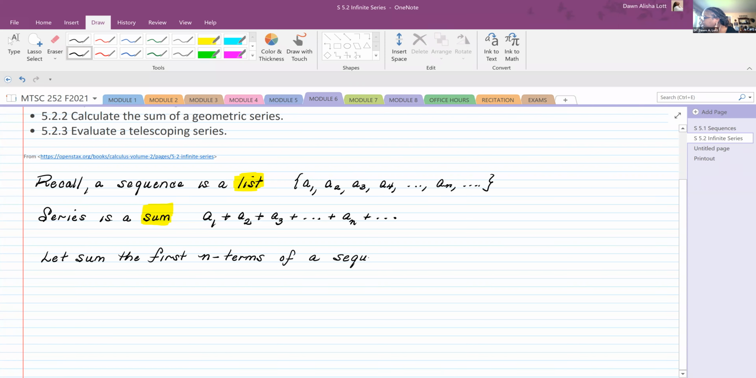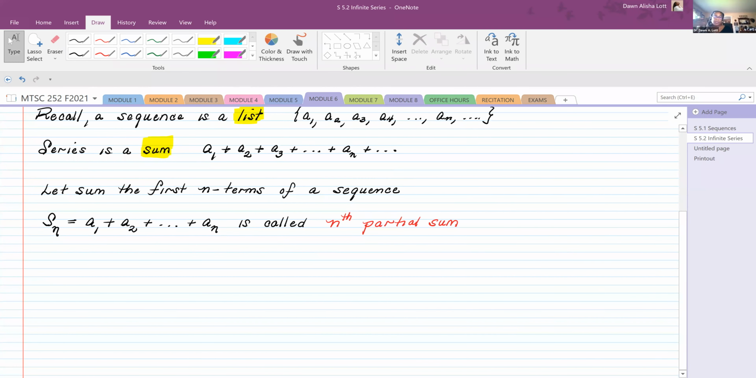So I'm only going to sum n of them. And I'm going to call that thing Sn. Sn is going to be A1 plus A2, and I'm going to go all the way up to An. And this is called the nth partial sum. The reason why it's called the nth partial sum is because I'm only summing n terms. I'm not summing all of them.